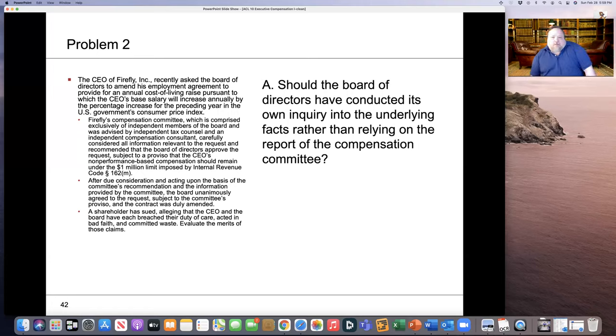But let's throw some variants at it. Should the board of directors have conducted its own inquiry into the underlying facts rather than relying on the report of the compensation committee? And again, going back to that famous Walt Disney case, the Delaware Supreme Court made clear that board members are entitled to rely upon reports from the compensation committee. And as long as they rely in good faith, Section 141(e) says that the board will be fully protected in relying in good faith upon the reports presented to the board by, among other things, committees of the board of directors. And so there's no problem here were the board simply to rely on the comp committee.